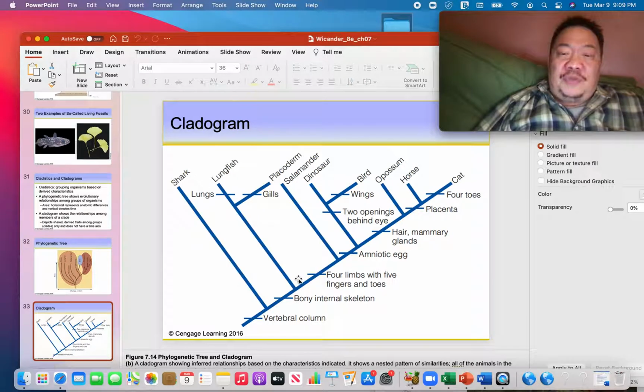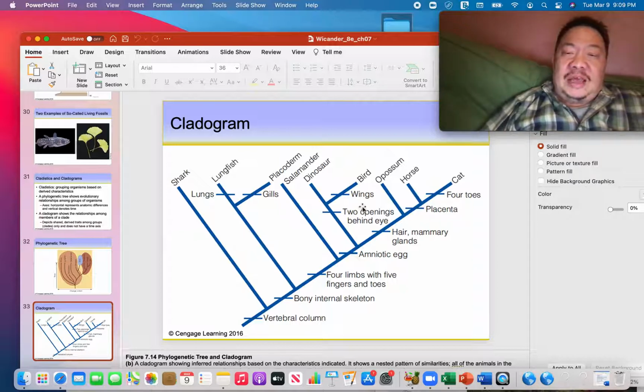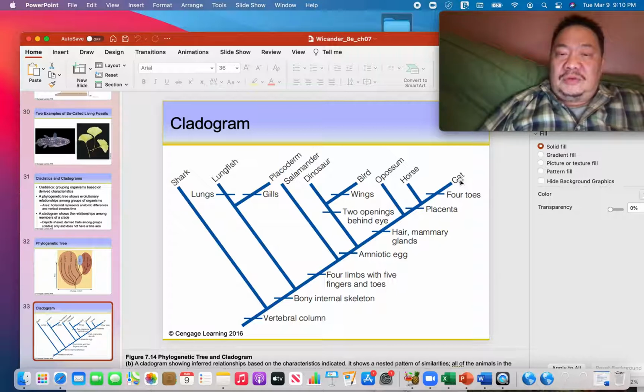Cladograms, on the other hand, are straight lines like this, and they're more useful for showing genetic relationships. For example, look at this cladogram. You've got cats, horses, opossum, birds, dinosaurs, salamanders, placoderms, an ancient type of fish, lungfish, and sharks. According to this cladogram, who are cats most closely related to? A, sharks, B, horses, or C, dinosaurs?